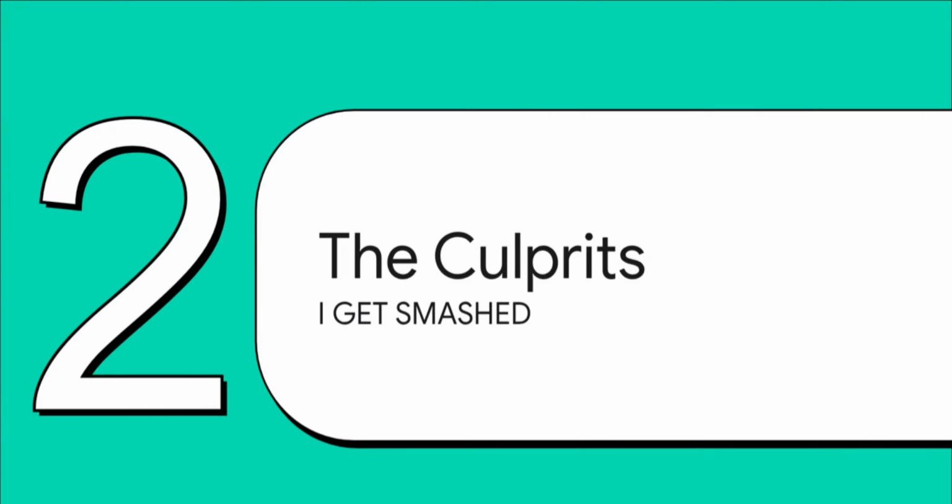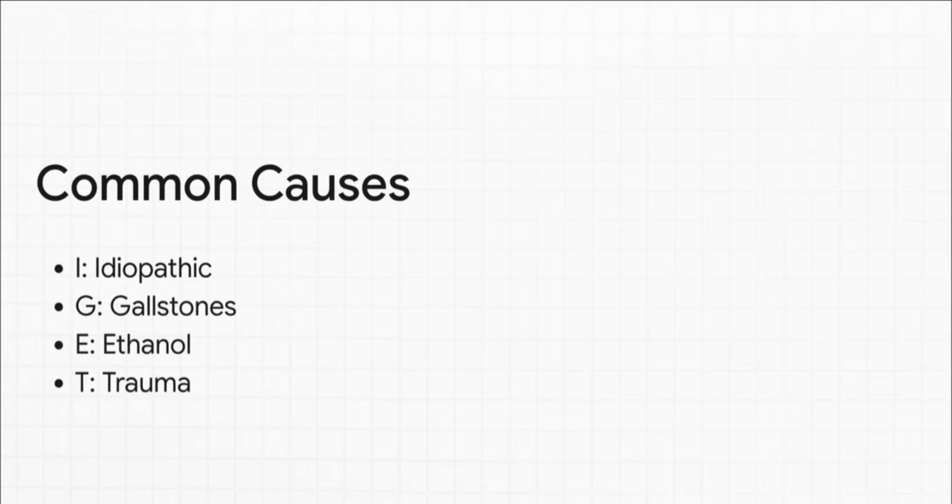Moving right along, Section 2, the culprits, I get smashed. Let's do a roll call of our primary offenders using that classic medical mnemonic, I get smashed. I stands for idiopathic, meaning there's no identifiable cause. But we really need to put a massive spotlight on G for gallstones, which is actually the most common cause worldwide, and E for ethanol or alcohol abuse. Put together, gallstones and alcohol are absolutely your prime suspects here. Then we have T for trauma, specifically blunt abdominal trauma, which can physically trigger that inflammation.